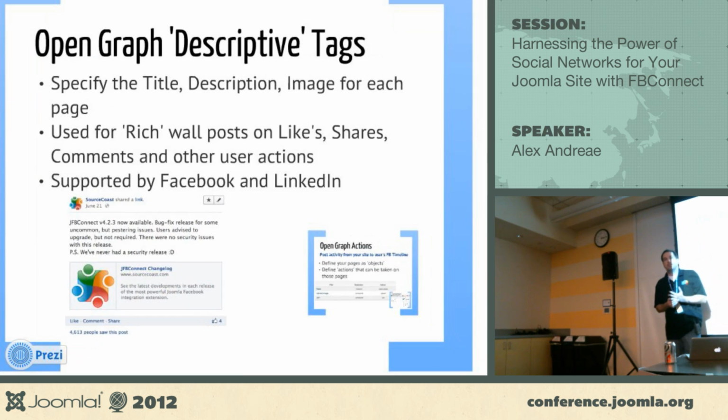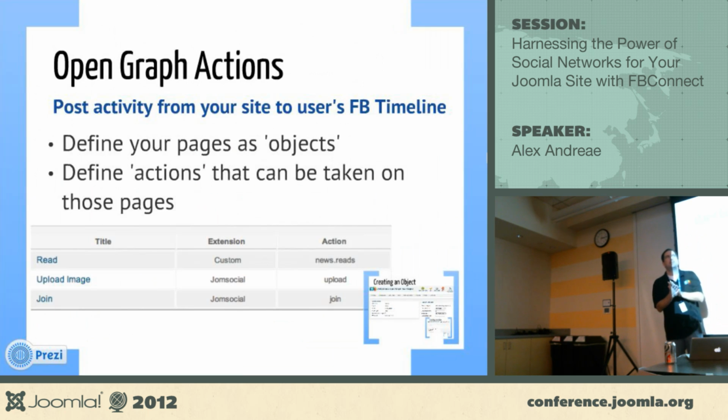Open Graph Actions. This was introduced by Facebook late last year, and came out of beta early this year. We're going to be supporting this in our next release of JFBConnect, which comes out next week. Until now we've had likes. You either like something or you're ambiguous and you've never liked it. There was nothing you could do other than liking content or things on a site.